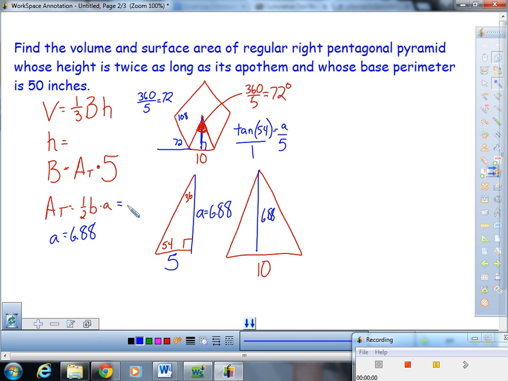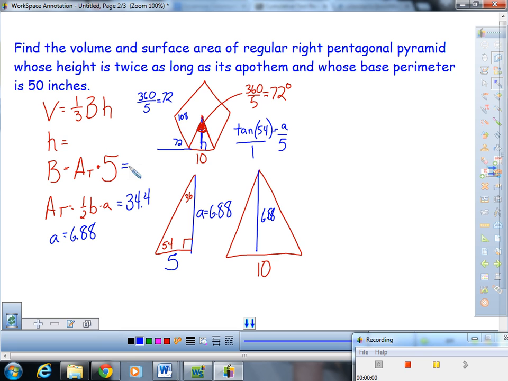I disagree. You didn't do times 1/2. 10 times 6.88 is 68, so it's got to be half of that. There you go. Point... is that what you said, Quinn? I'm sorry. So that is the area of the triangle. So now, to find the base area, what are we going to do?